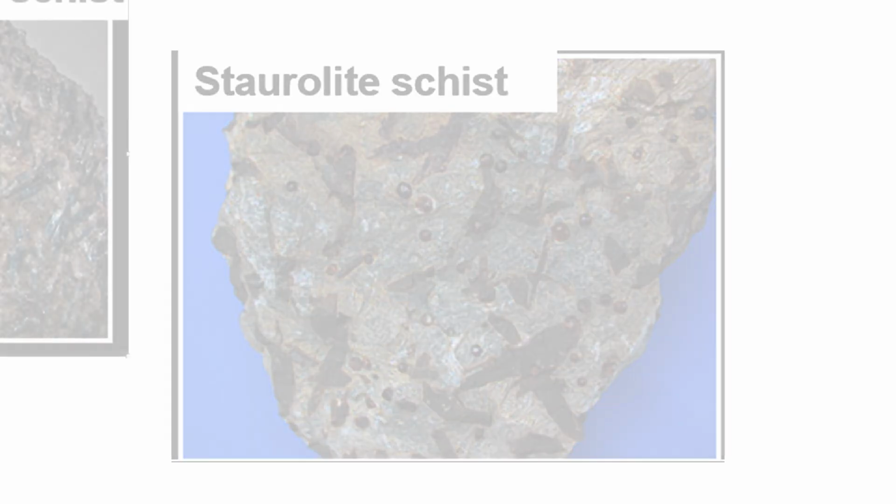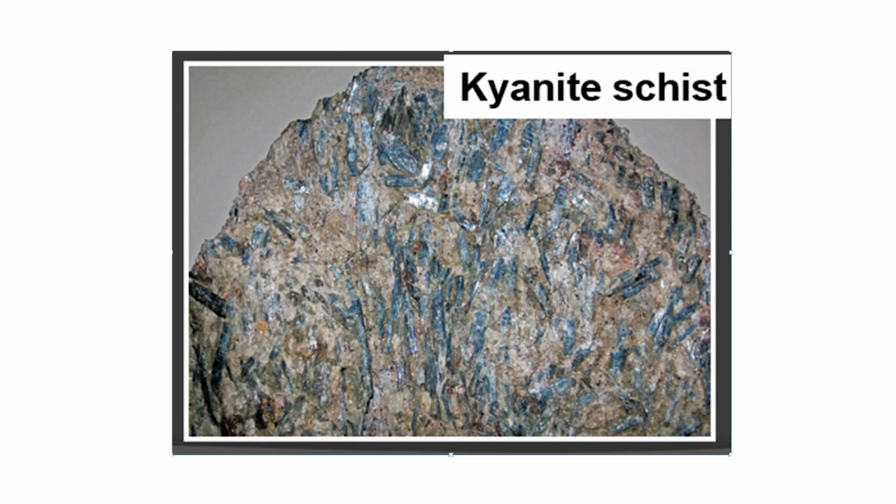Then we have the kyanite schist. You can here see these blue colored bladed minerals are the kyanites, and as these kyanites are aligned along a direction, it is imparting a foliation to the rock, and that is why it is called a schist, and because of the presence of this index mineral we call that a kyanite schist.